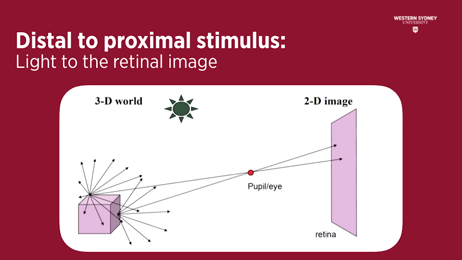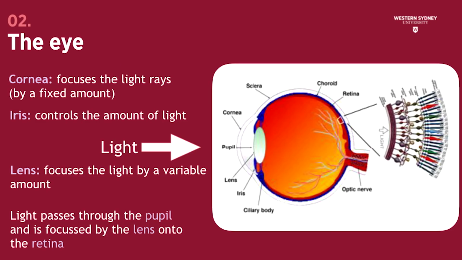Part 2. The eye. When light enters the eye, it first passes through a transparent structure called the cornea. This causes the light to bend or to refract by a fixed amount. Most of the focusing that occurs within the eye occurs in the cornea. Light then passes through a small aperture called the pupil.